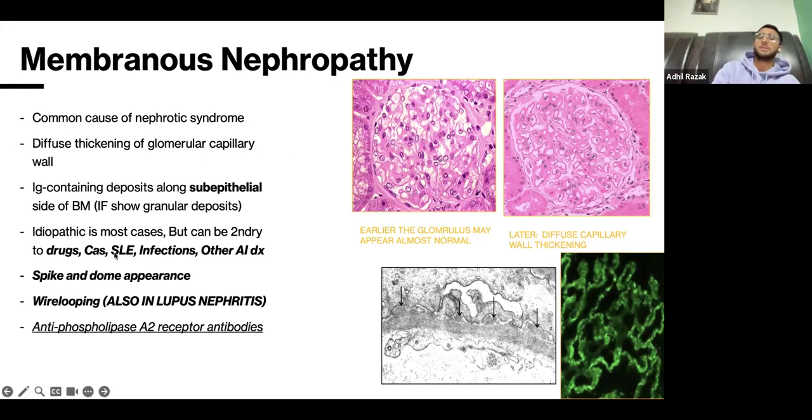See that SLE pops up everywhere. If you went through the lectures, I'm going to get to SLE, but it's just something that really annoys me. With SLE, it could be literally any of these. It could present the same as a different stage of SLE. Spike and dome appearance in the electron microscopy is very characteristic. You can see wire looping, but this is also seen in lupus nephritis. Anti-phospholipase A2 receptor antibodies are characteristic for membranous nephropathy.